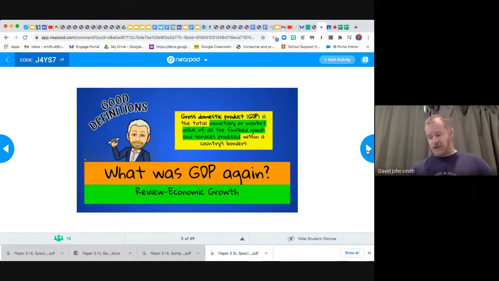So the equity issue. But we're talking about economic development. And so the big point here is to stress, if you will, the difference between these two ideas. Economic growth and economic development, they have a relationship with each other, but they're not the same thing.